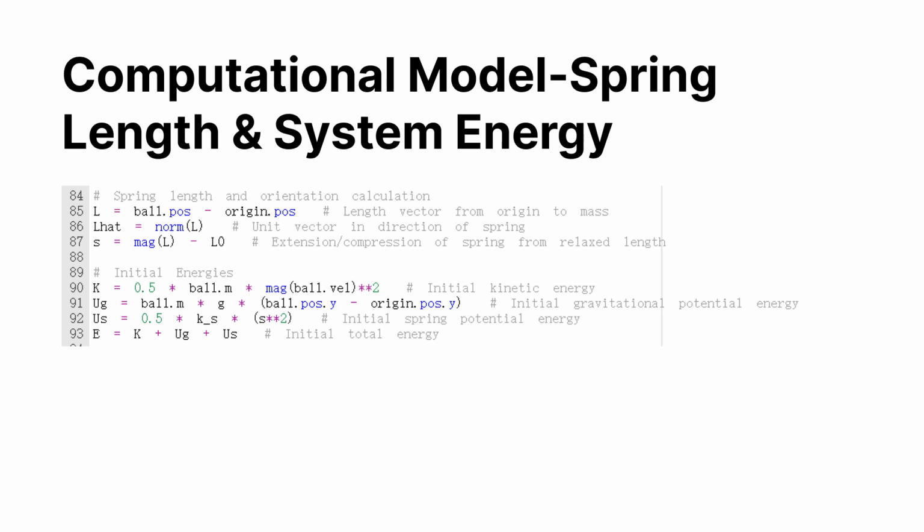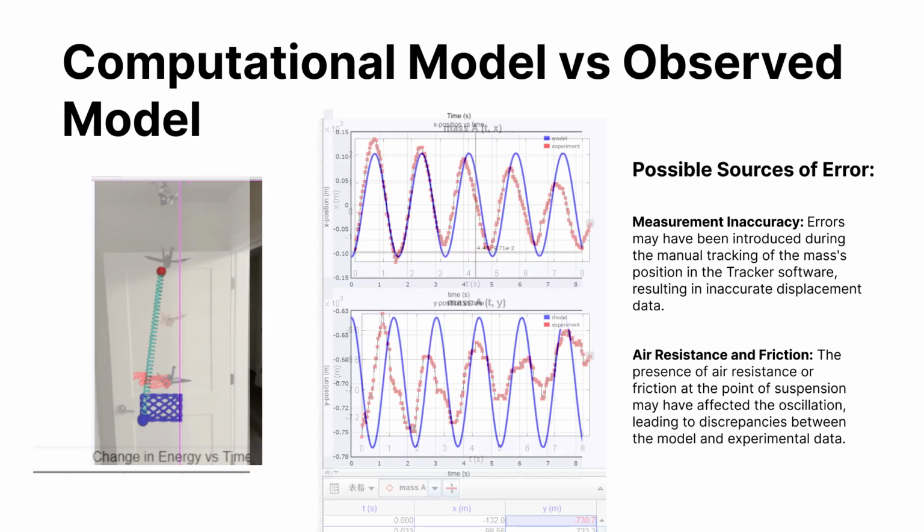Now, let's compare our computational model to the observed data. The experimental data, plotted in red, and the computational model, plotted in blue, reveal close alignment. However, there are some discrepancies. Two possible sources of error are the inaccuracies during manual tracking in the Tracker software and the presence of air resistance and friction that may have affected the oscillation.